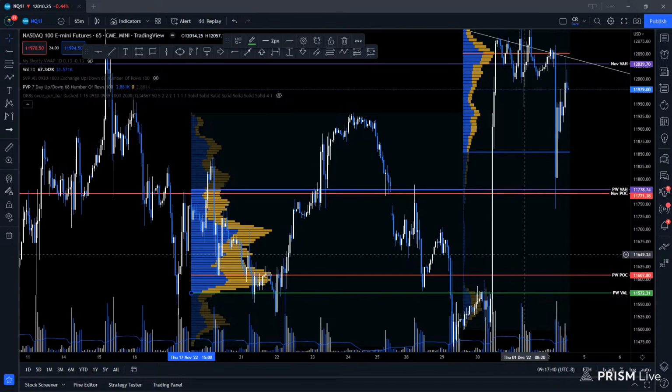Okay, so my previous week value area high is at 11,778.74. Previous week POC is 11,607.80. Previous week value area low is 11,572.31.